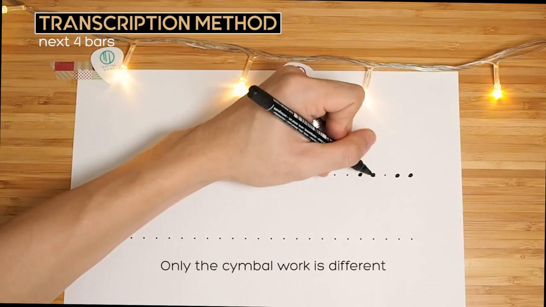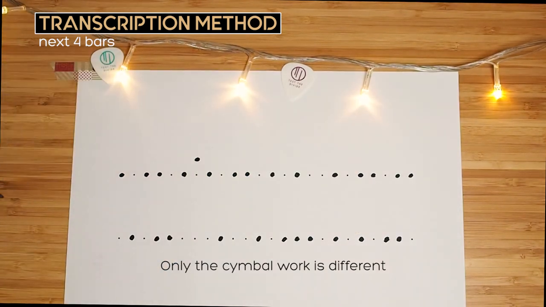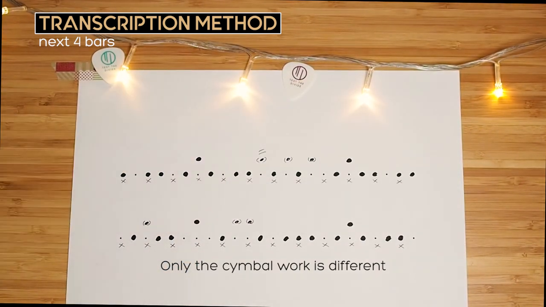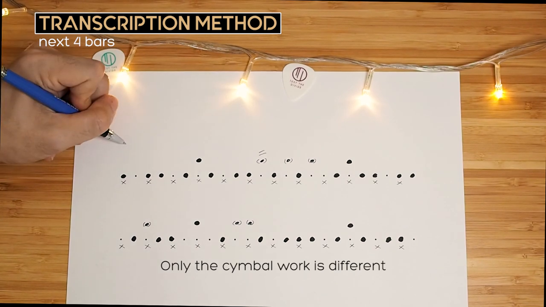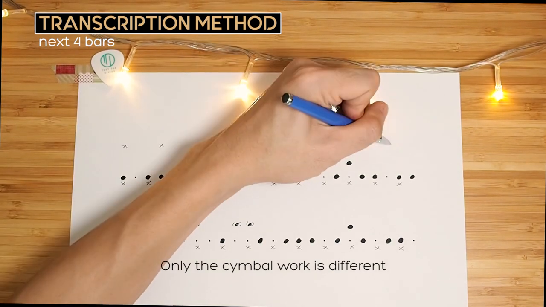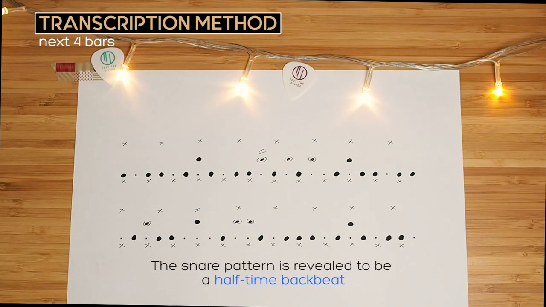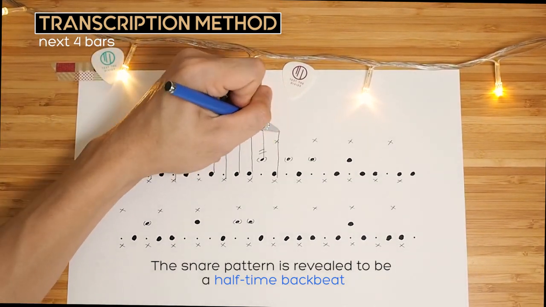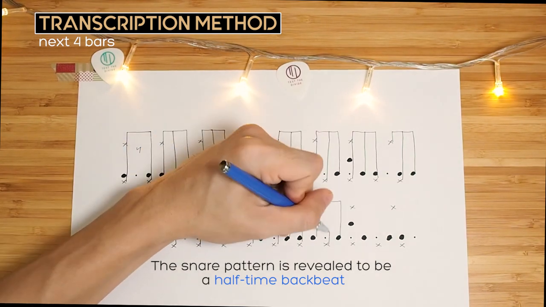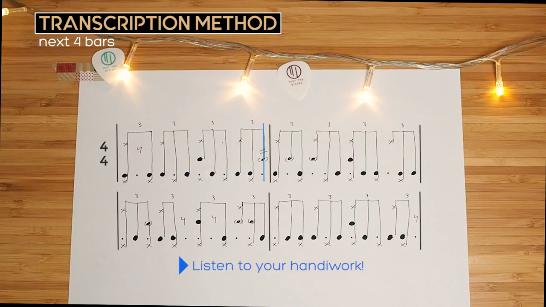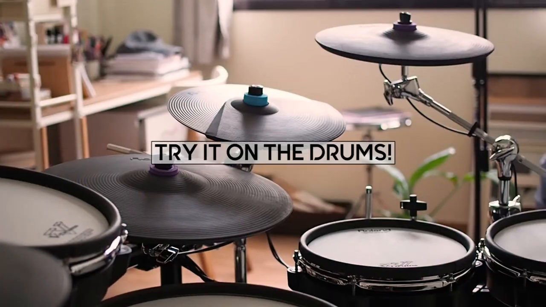Now let's use the method on the second part of the intro. The motif, grid, bass drum, snare drum, embellishments are all the same. So we only need to figure out the new right hand cymbal rhythm, which is a spacing of 3. Hey, isn't that polyrhythm or metric modulation? Suddenly, the snare pattern makes more sense here, as it is a half-time backbeat in triplets. All that is left is to try out your handiwork.